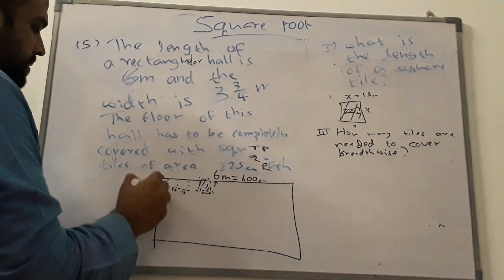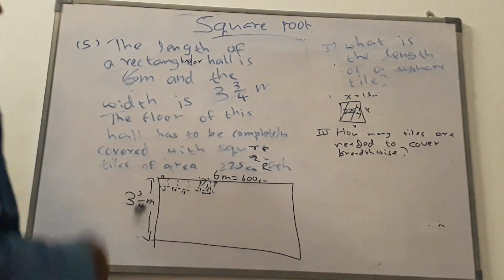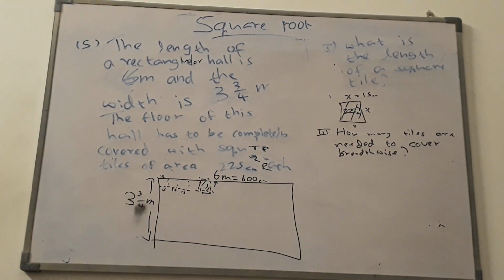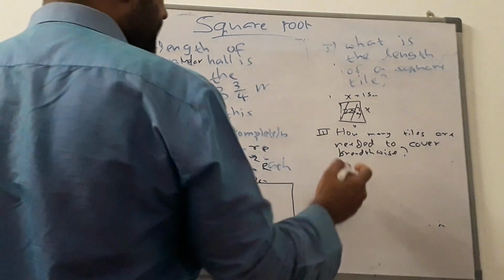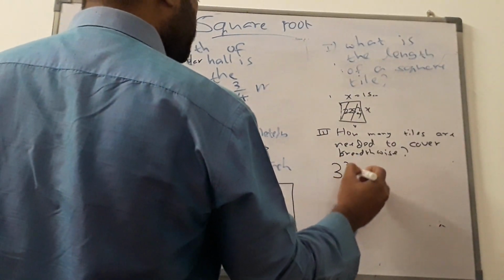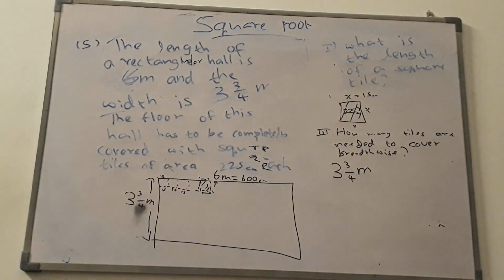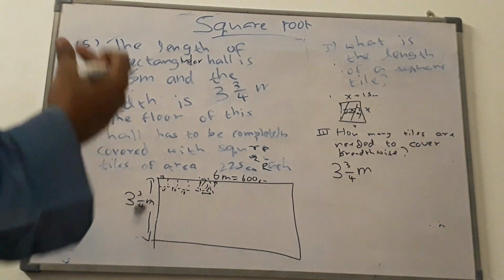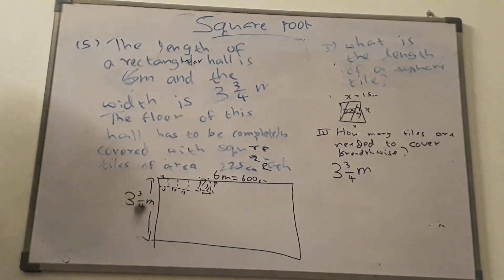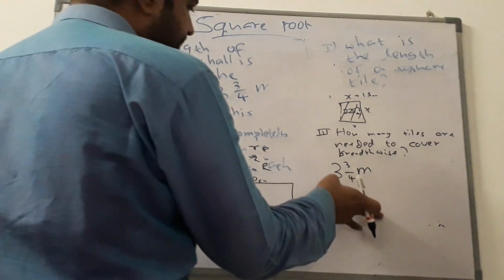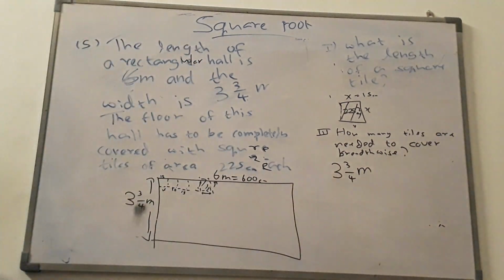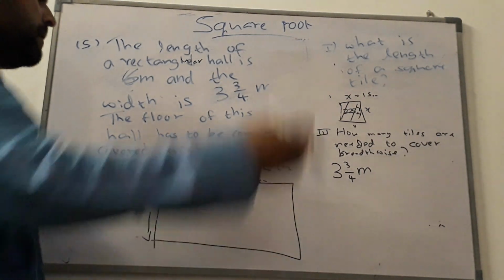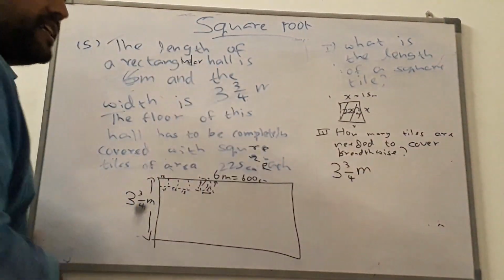First we have to convert. Breadth is also given in meters. So first of all we have to convert breadth into centimeters. So the breadth is 3 3/4 meters. But before converting this into centimeters, a certain thing has to be done. What is that? We can't convert easily if we convert 3 3/4 meters into centimeters. Better if we convert this into an improper fraction.